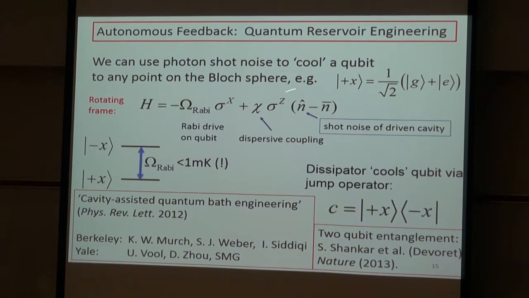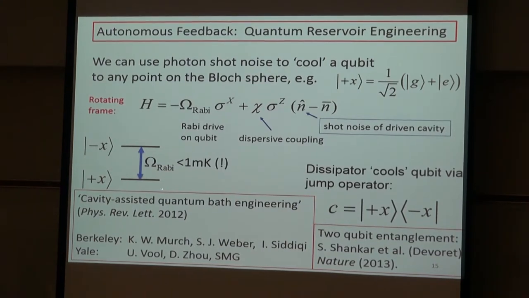But the qubit also is dispersively coupled to the cavity. So the frequency of the cavity depends on whether the qubit's in down or up, and that produces this kind of coupling. And so the shot noise is going to be driving sigma z, and sigma z doesn't commute with sigma x. In your head you could just interchange z and x, and you would have the thing I had before.